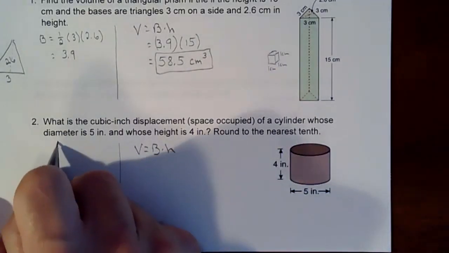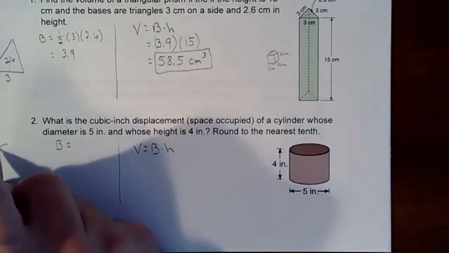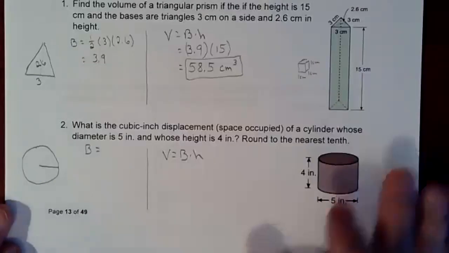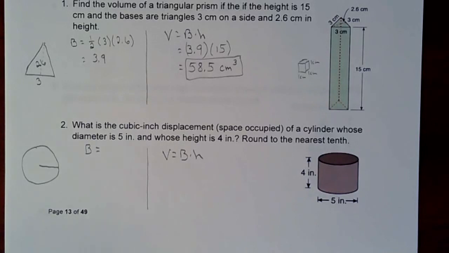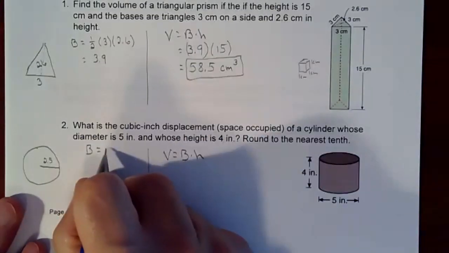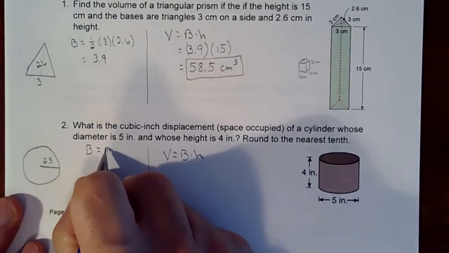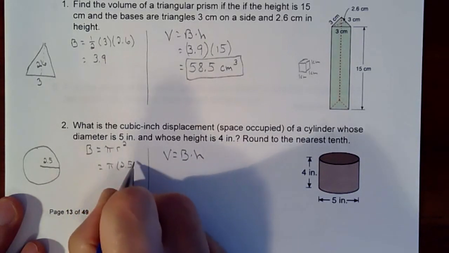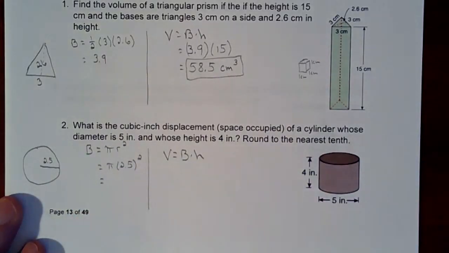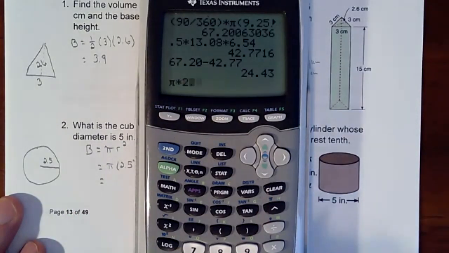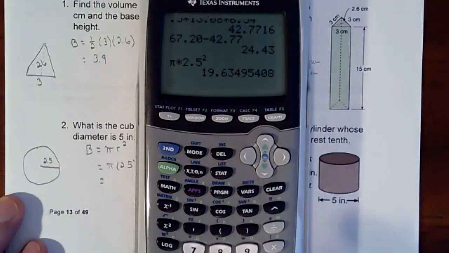So our base is a circle. We need the radius of that circle. What is the radius? 2.5, half of 5. So our formula is pi r squared. So pi times 2.5 squared.